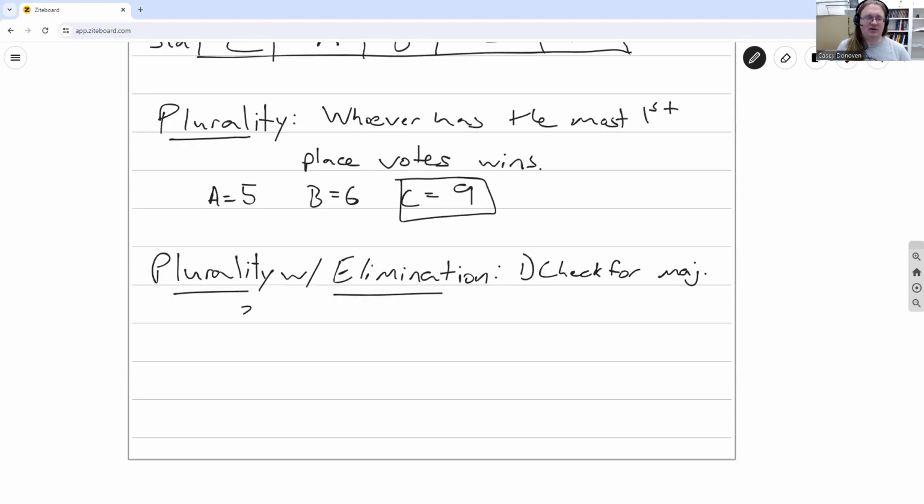The second step is to eliminate a candidate. So we eliminate the candidate with the fewest first place votes.